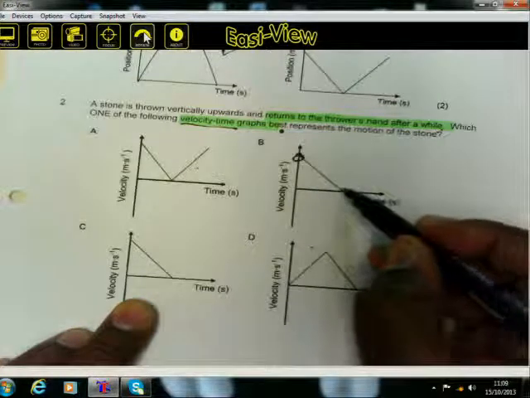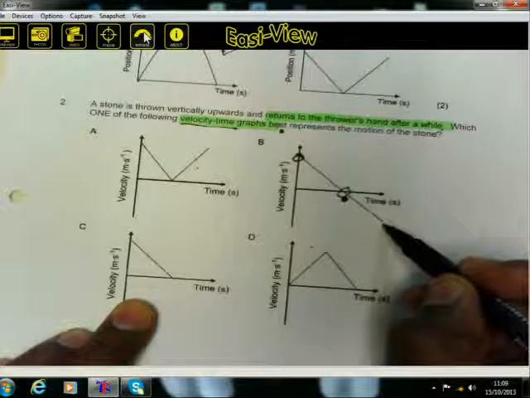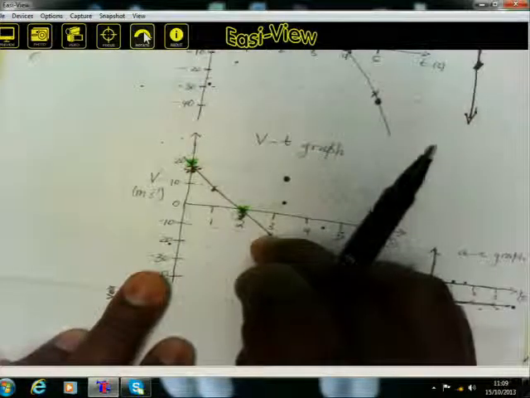That's where it started. The velocity decreases as it goes up. It reaches a maximum point where the velocity is equal to 0. Then it comes back to its original position. This graph will be more similar to what we had here, and that will indicate the correct graph.